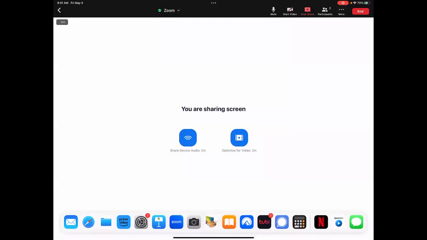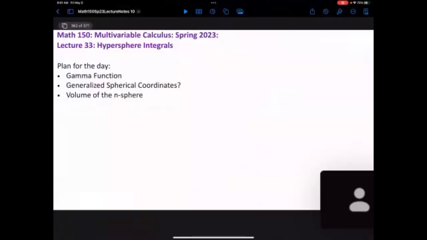So welcome to Math 150. What we're going to do today is continue with integration. We're going to talk about applications of multivariable integration. We're going to try to figure out what is the volume of the sphere in n-dimensional space.